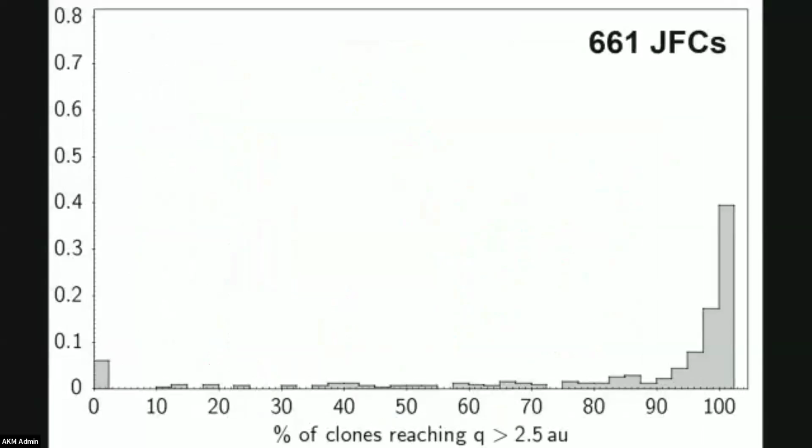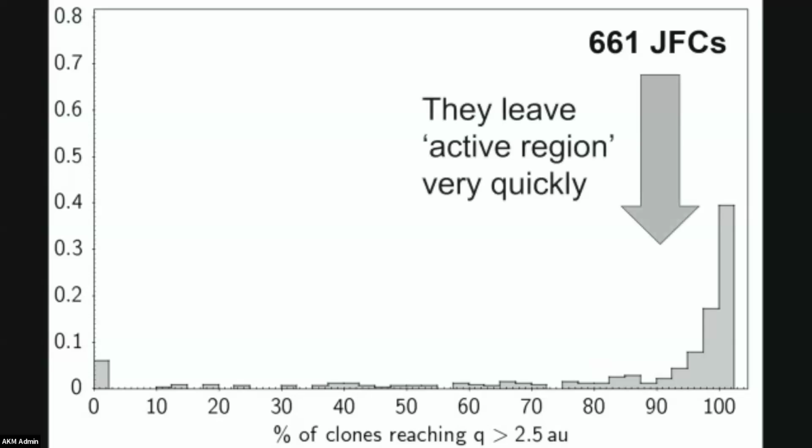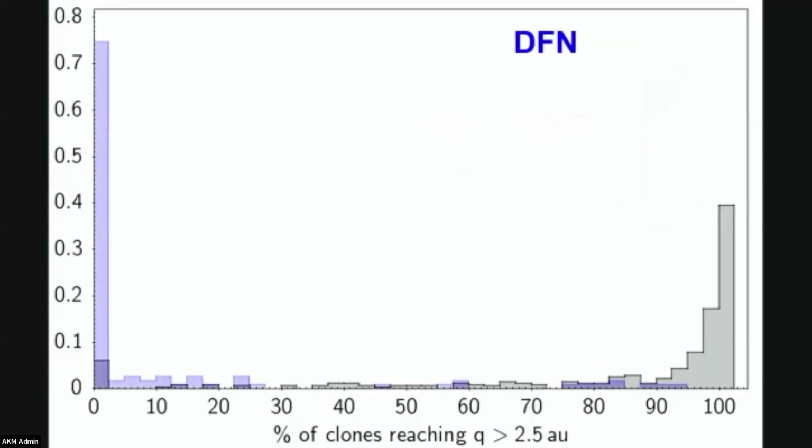So pretty consistent. Looking at our orbital simulations, we generate a bunch of clones within the orbital uncertainties, propagate them 10,000 years, and see what happened. For the JFCs, a lot of them leave this active region very quickly. They get above 2.5 AU within the simulations very quickly, and these are for ones that weren't already starting above 2.5 AU. For the fireball data set, once again, we see most of them stay within the active region much, much longer, mostly for the entirety of the simulations.